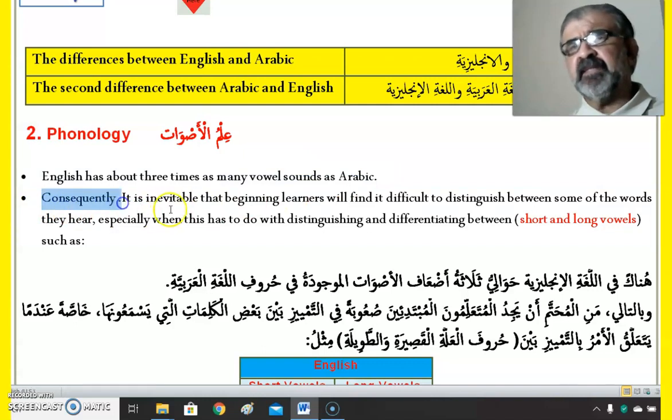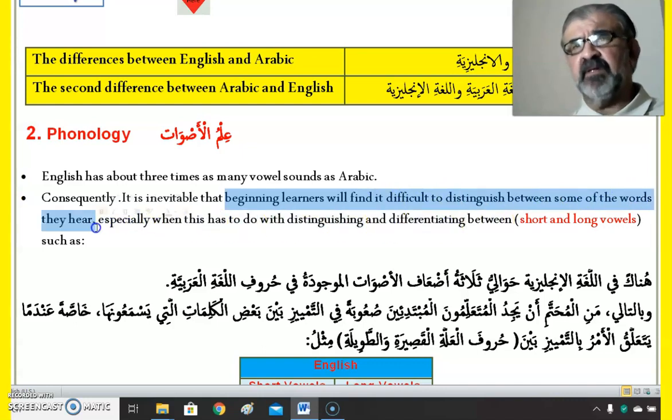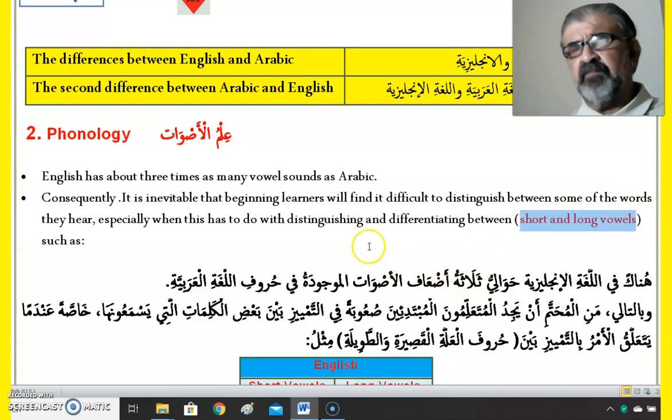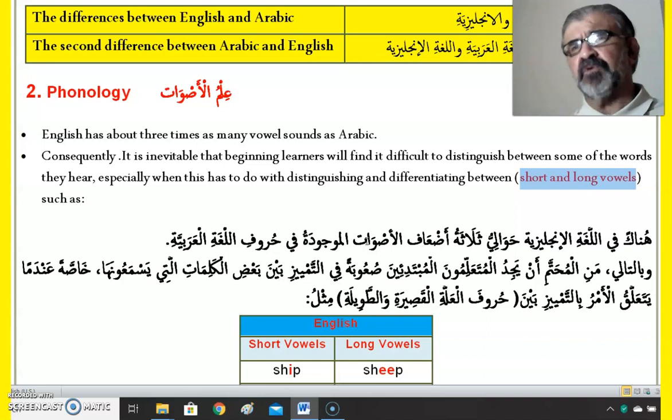Consequently, it's inevitable that beginning learners will find it difficult to distinguish between some of the words that they hear in Arabic, especially when this has to do with distinguishing and differentiating between short and long vowels. I believe that if learners of Arabic master this concept, it will become so easy for them to read and write in Arabic. It's a very confusing concept, actually. Long and short vowels, and you'll see through discussion it will make it easy for you.